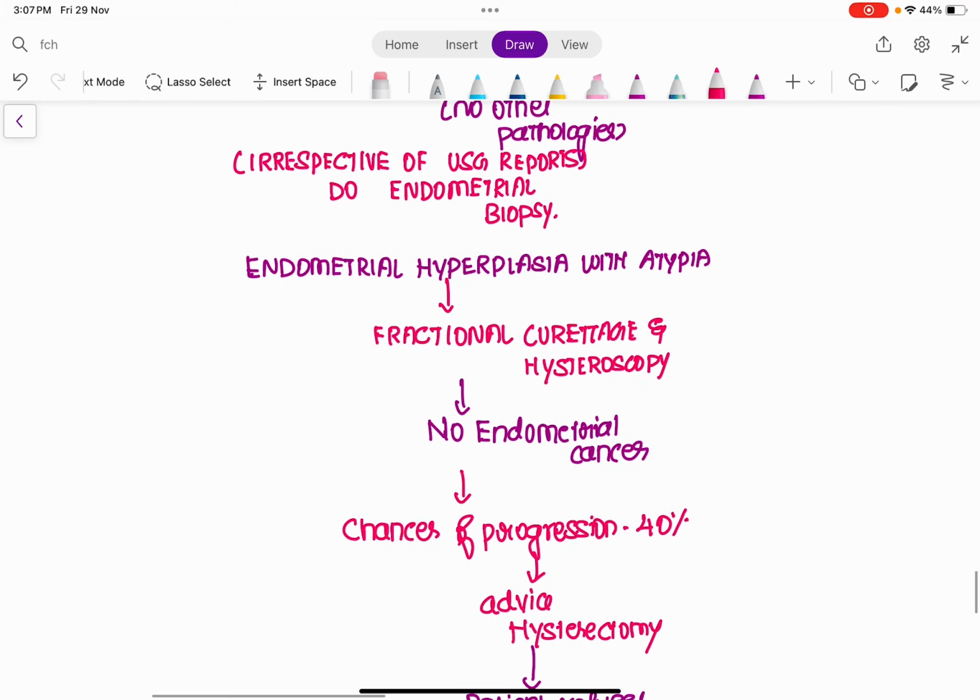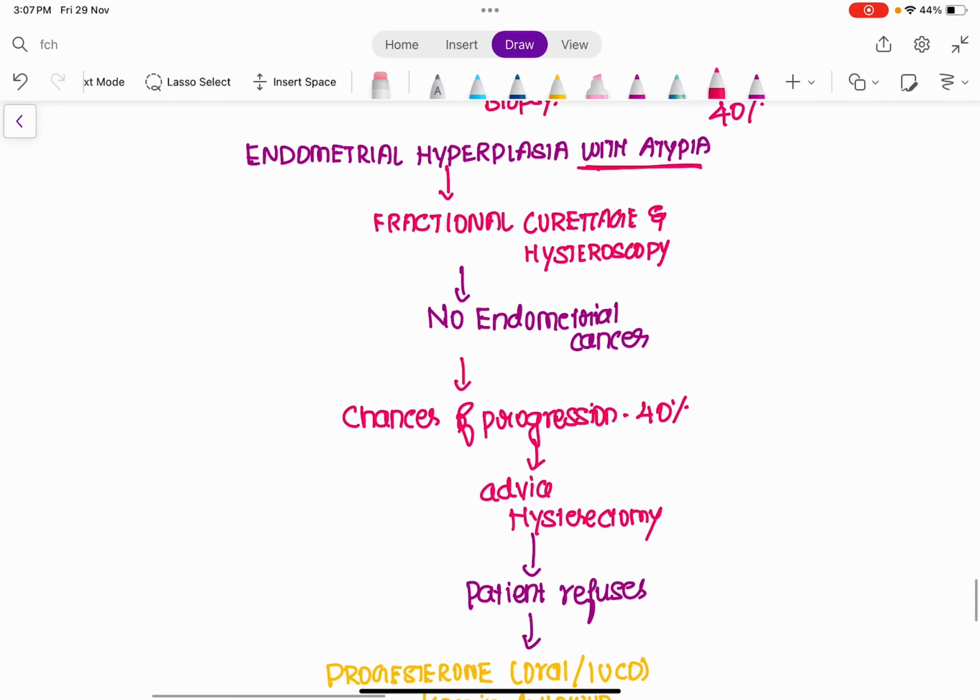So as per the protocol, you do the endometrial biopsy and it comes out to be endometrial hyperplasia with atypia. With atypia means the chances of progression to malignancy is around 40%. So since the chances of progression to malignancy are more, you have to rule out endometrial cancer being present in that female itself. So in order to rule it out, you do the fractional curettage and hysteroscopy, where you're going to subject every section of the uterus to histopathological examination, and the reports of fractional curettage and hysteroscopy come out that there is no endometrial cancer.